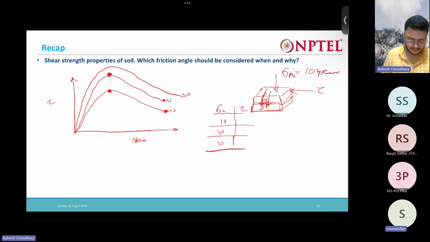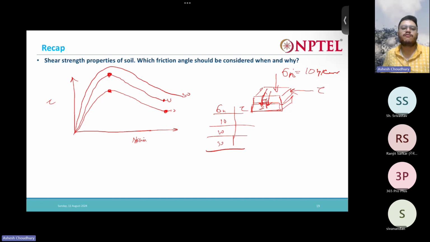Peak shear stress. Why peak shear stress? Then the question is why peak shear stress? We need to know the stress at which it fails, to know the bearing capacity, till what the loading can be done. That's why. No, see, that is not the reason.